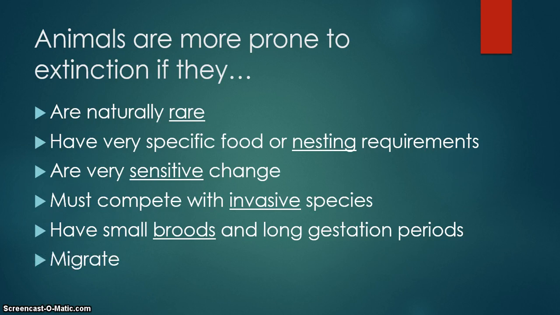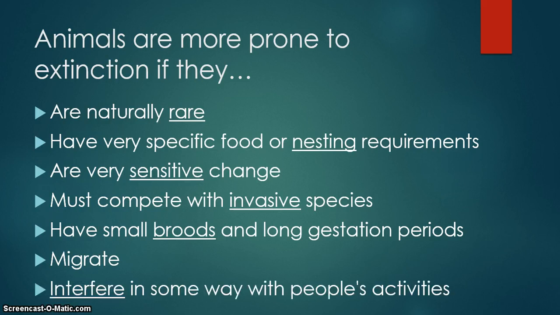If they migrate, okay, the monarch butterfly has to migrate long distances and has very, very specific food and nesting requirements, which is why the monarch butterfly has seen a large decline in its population. Also, if the animal interferes in some way with people's activity.